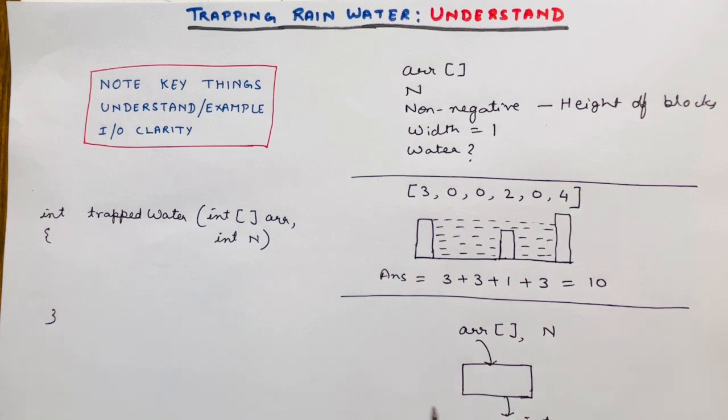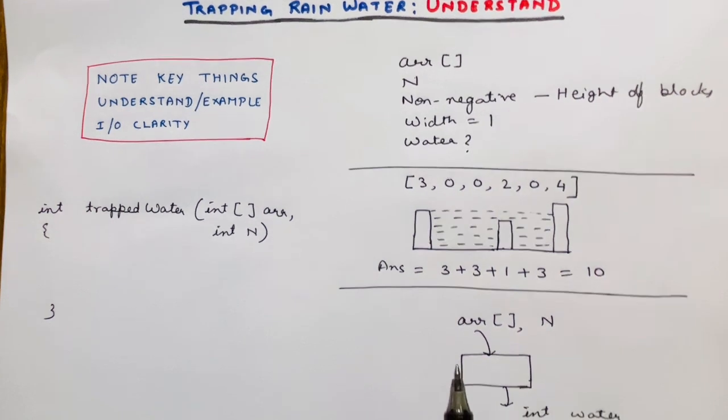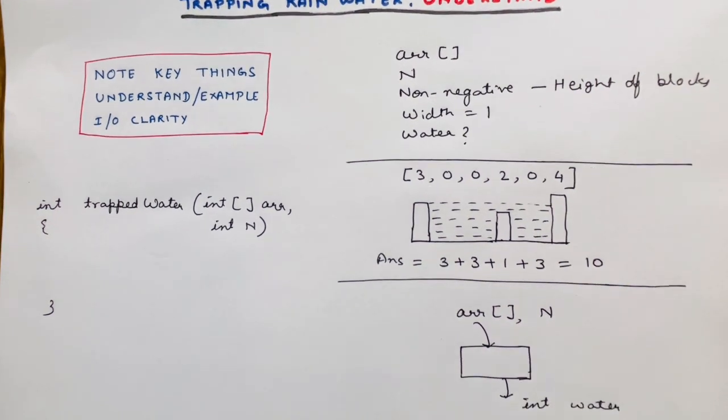So if we see our solution as a black box, we are getting input as an array and its size, and we have to return an integer which is the water trapped. So our function signature would look something like this.